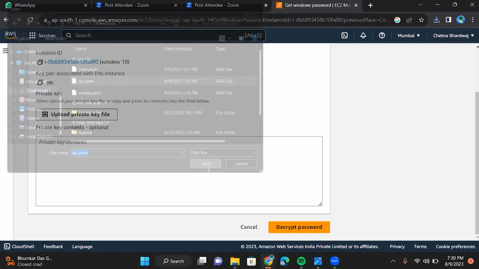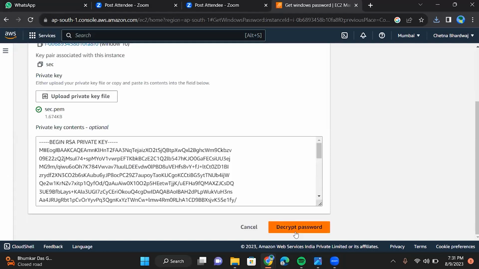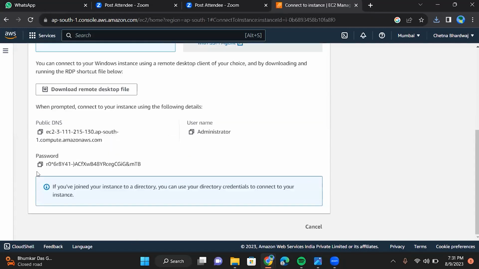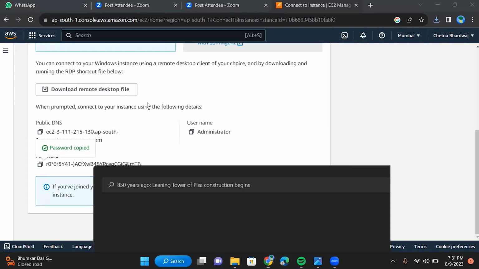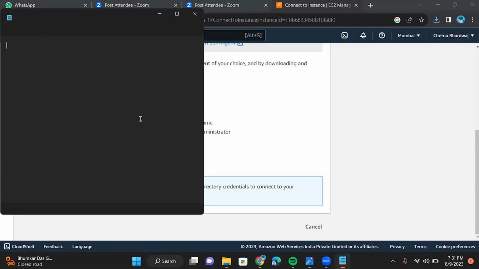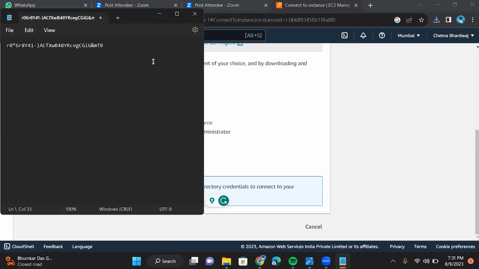So I have selected the right key. It will decrypt the password, and now I got the password. So this password is important. Let me note it down somewhere else so I will not lose it. Now I have this password. Let's check.